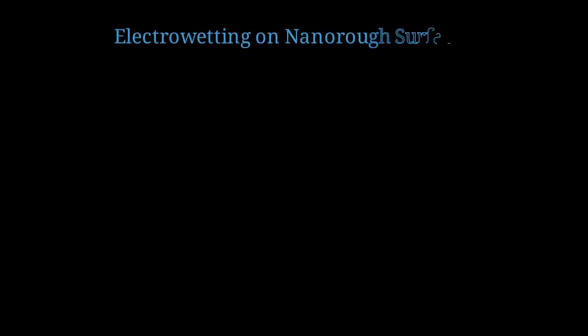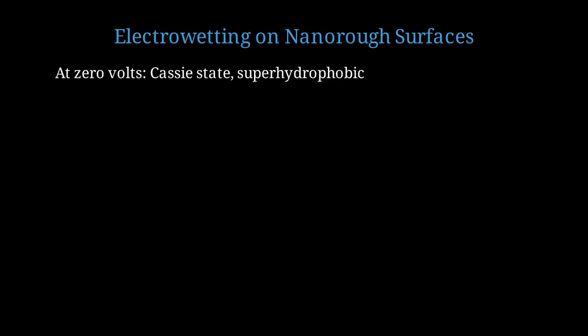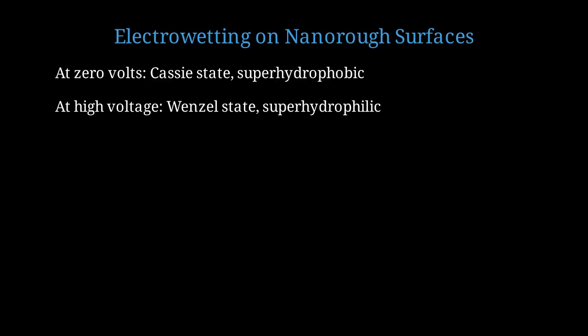When you combine electro-wetting with nanoroughness, something magical happens. You can electrically trigger the Cassie to Wenzel transition. At 0 volts, the surface is in the Cassie state with trapped air, exhibiting superhydrophobicity with contact angle above 150 degrees. When you apply high voltage, the reduced contact angle causes the liquid to penetrate the nanostructure, transitioning to the Wenzel state.